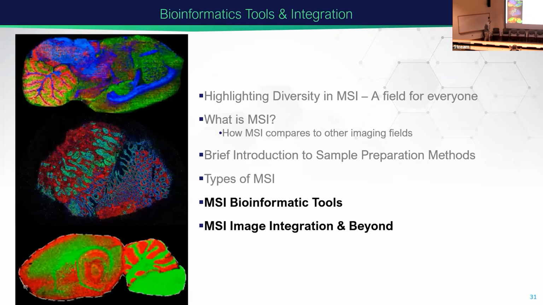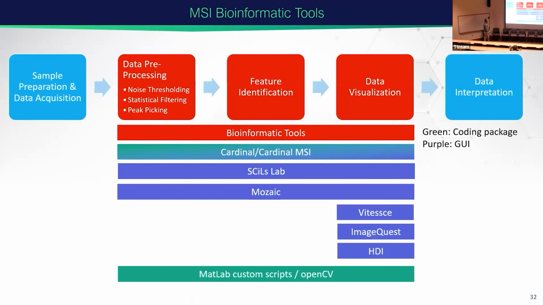Okay, so I know we're running low on time, so I'm just going to briefly go through this. We talked a lot about different mass spec imaging techniques and sample preparation. And here I've constructed a pipeline for mass spec imaging, and I've put some tools that get used at each of these steps, whether we're doing pre-processing, thinking about noise thresholding steps, statistical filtering, peak picking, applications to feature identification where we're looking for specific regions within a tissue of interest, to the data visualization step.